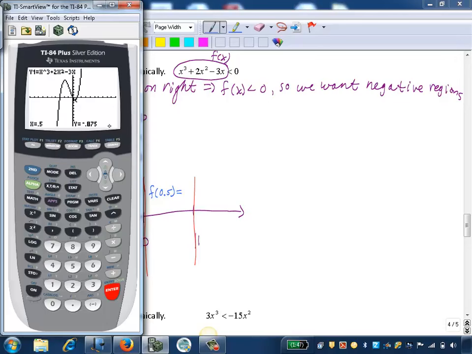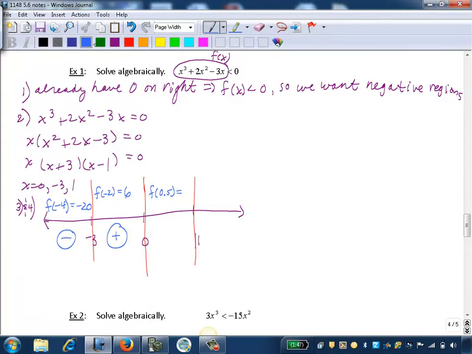So my y value is negative 0.875. So I want to label that on my number line, negative 0.875. And again, we don't specifically care that it's negative 0.875, but we do care that it's negative. So I'll label this region of our number line negative.